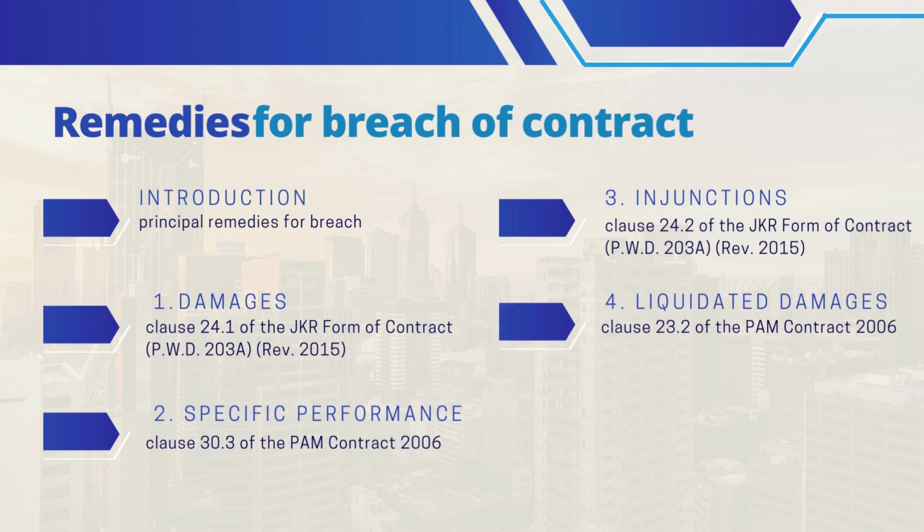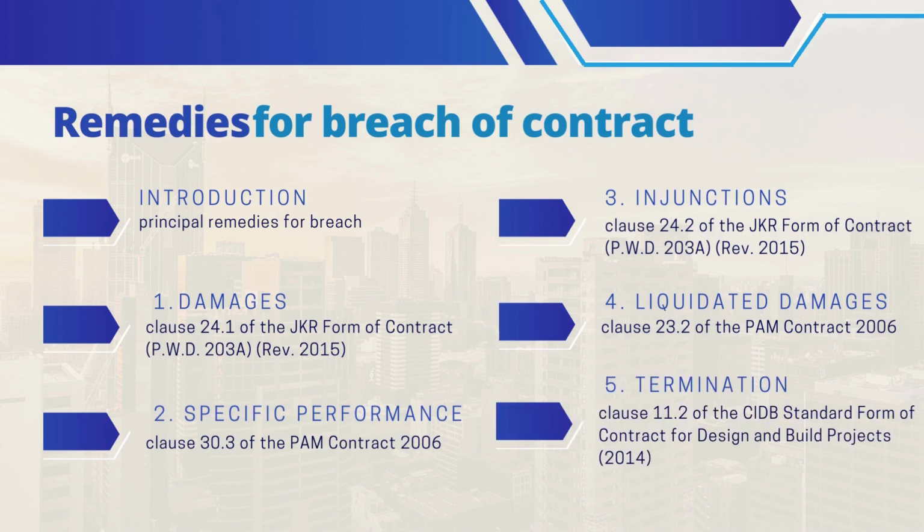Liquidated damages are a type of damages that are predetermined in the contract. Liquidated damages are often used in the construction industry to compensate the non-breaching party for delays caused by the breach of contract. For example, Clause 23.2 of the PAM Contract 2006 states that if the contractor fails to complete the works by the specified date, the employer is entitled to claim liquidated damages per day at the rate specified in the condition of contract. Termination is a remedy that allows either party to terminate the contract in the event of a breach.